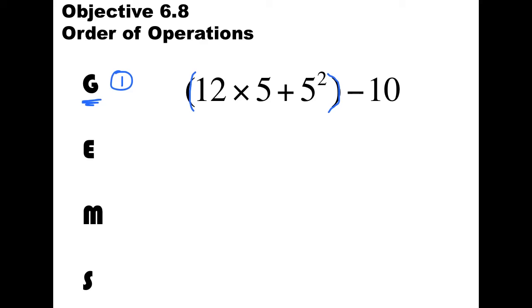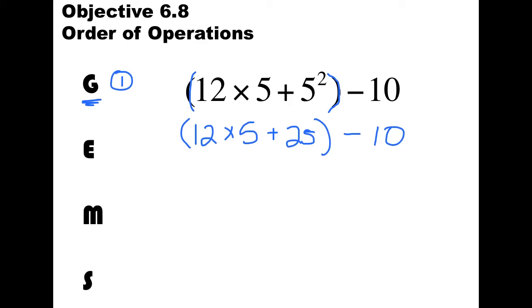So we're going to take a look at step 2 on the inside, which is exponents. We have an exponent, so we're going to solve for 5 squared. We're going to rewrite this: 12 times 5 plus 5 squared is 25 minus 10. We are not finished with our groupings yet.